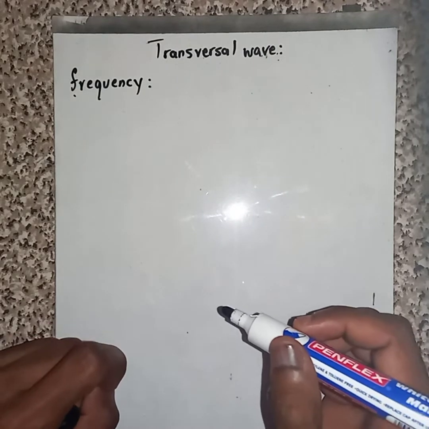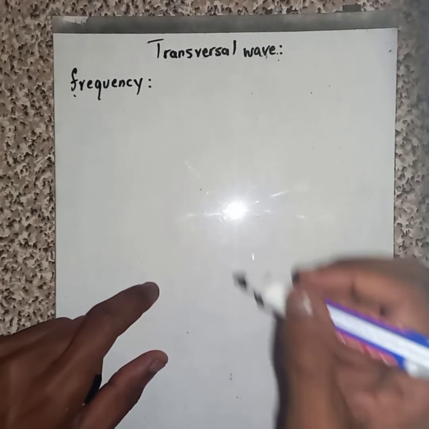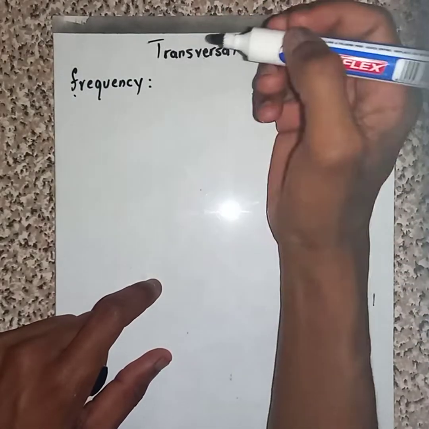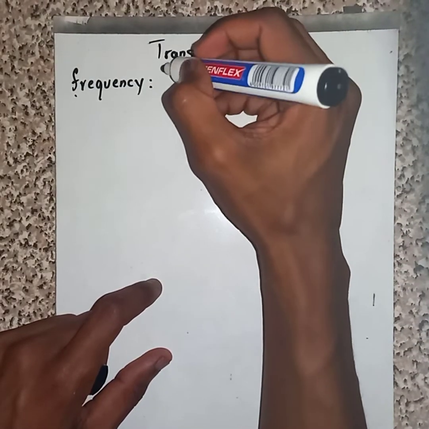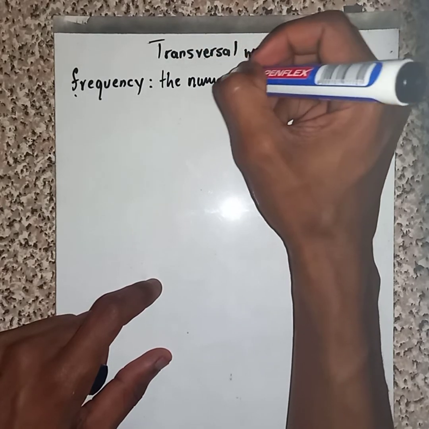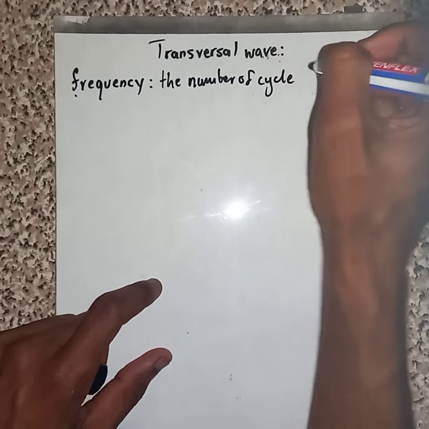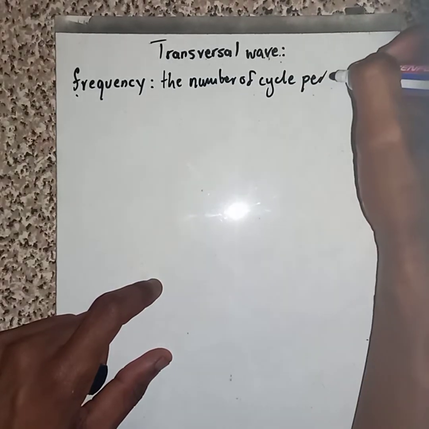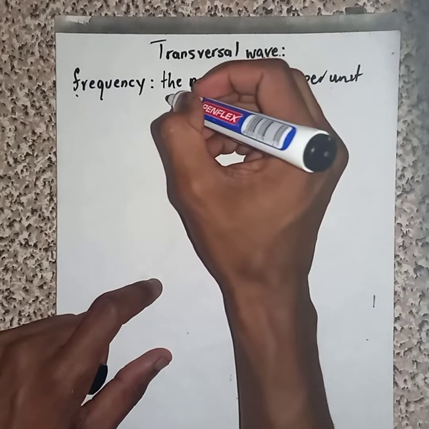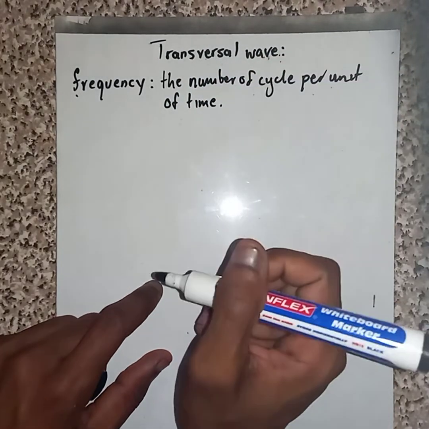What does the term frequency imply to you? It's so simple. The term frequency implies the number of cycles per unit of time. See, so simple.